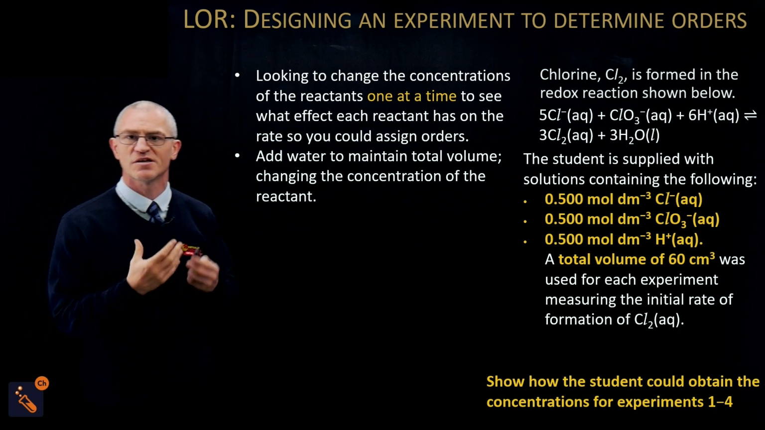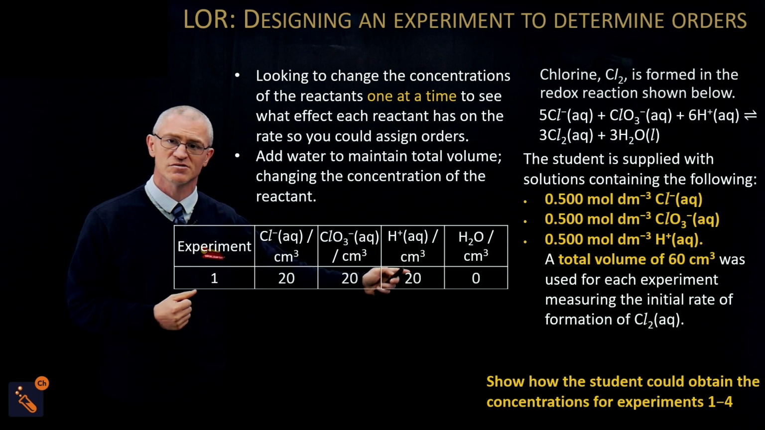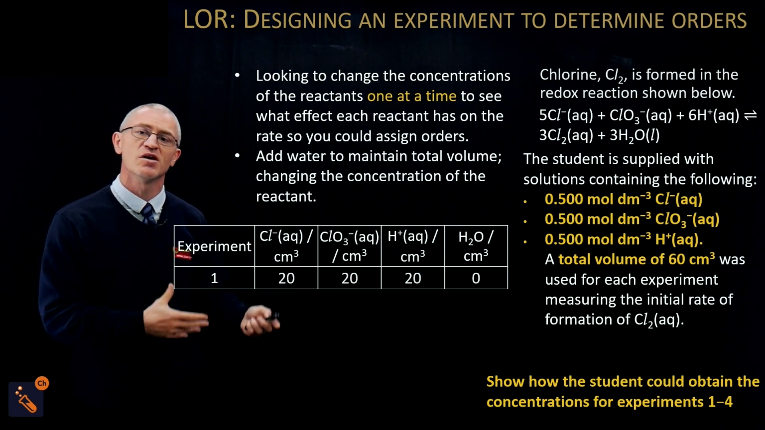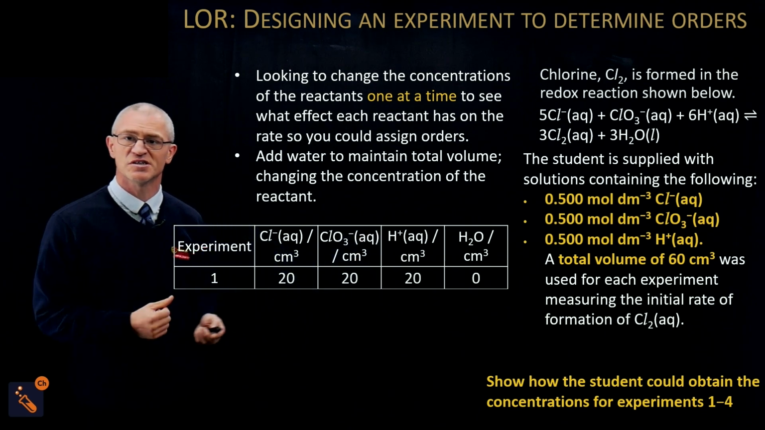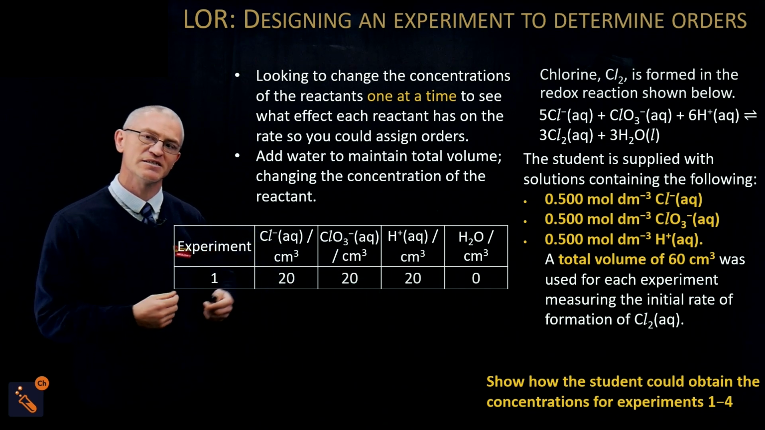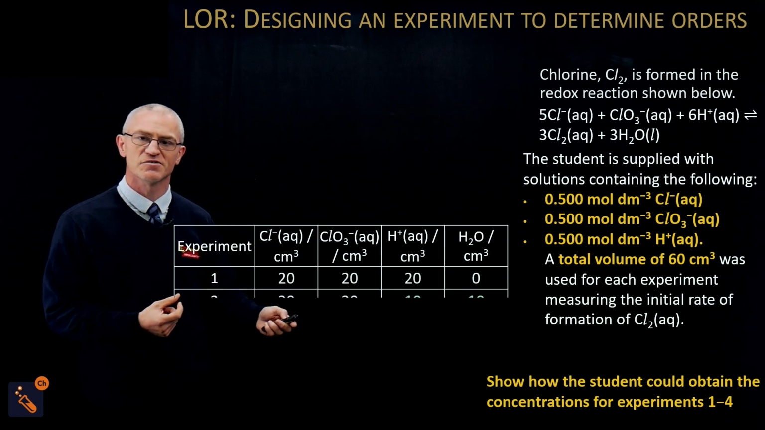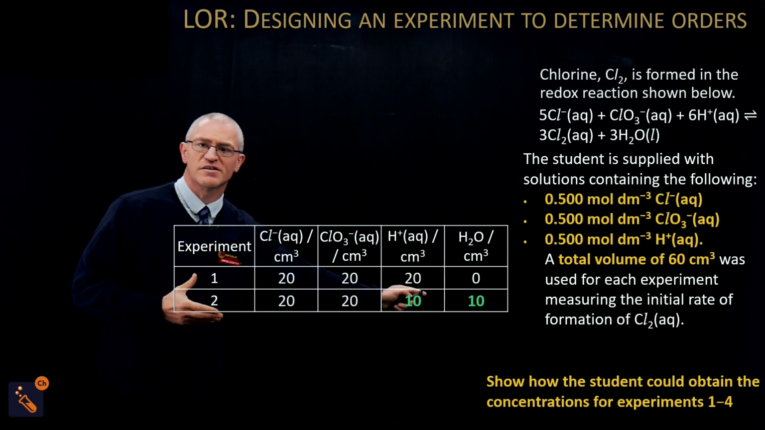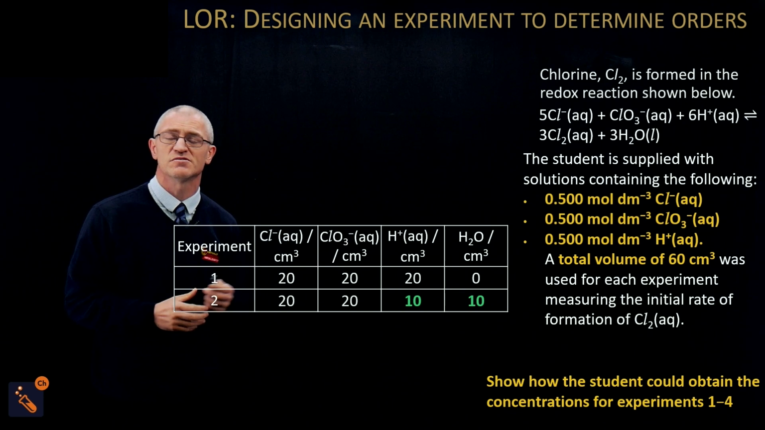Now, what does that mean? What that means is, if you've got 20 centimeters cubed of each one, and you want to change the concentration of each one by a certain amount, so for this time, we want to change it by half. So all we do is put half of the reactant we want to change in. When we put half of the reactant we want to change in, we have to still maintain the total volume. Otherwise, we won't halve that concentration. For example, we add half of what we originally had, and then we add the 10 centimeters cubed to bring it back up to 60 centimeters cubed. What that will do is halve the concentration of the H+.